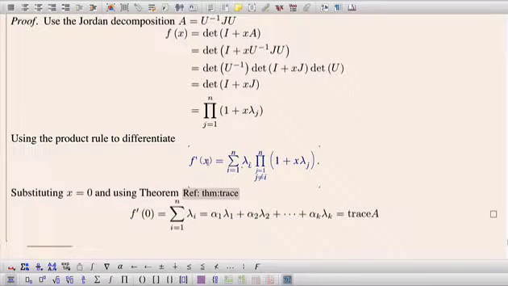So this is the derivative in general with x in it, and if you substitute x equals 0, we get just 1s here. The product of 1s is 1, so we end up with just the sum of the diagonal entries, which means the sum of the eigenvalues repeated with the algebraic multiplicities. That means it's alpha 1 lambda 1 plus alpha 2 lambda 2 and so on, alpha k lambda k. And then we had this theorem on the trace saying that this is exactly the trace of the matrix A. So the derivative of f at 0 is the trace of A.